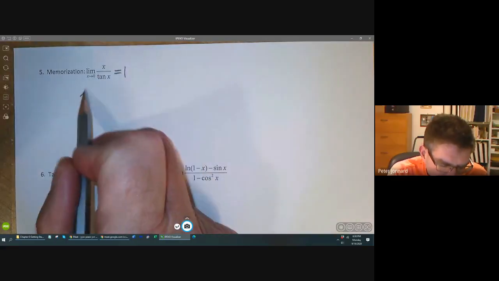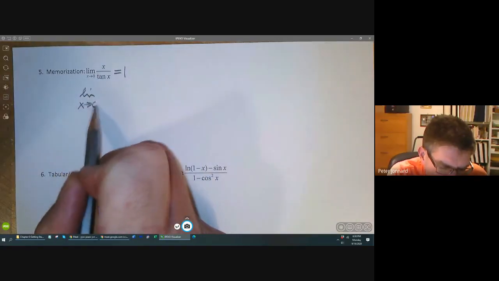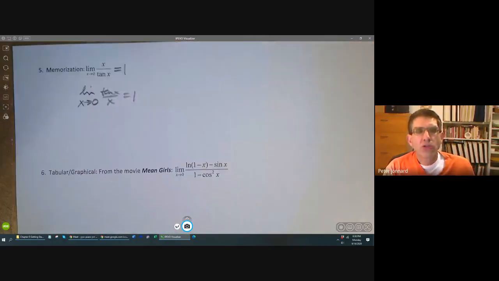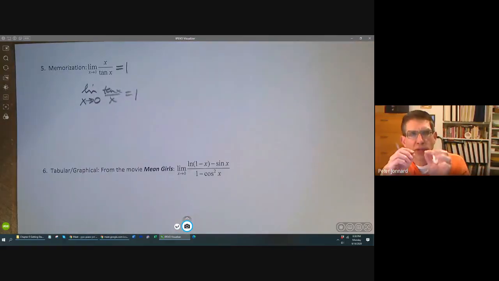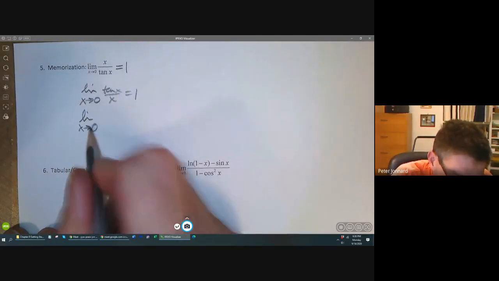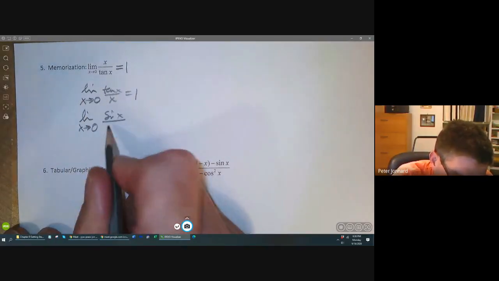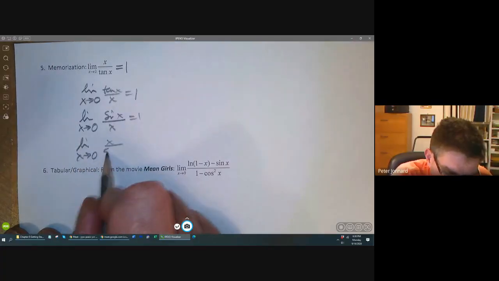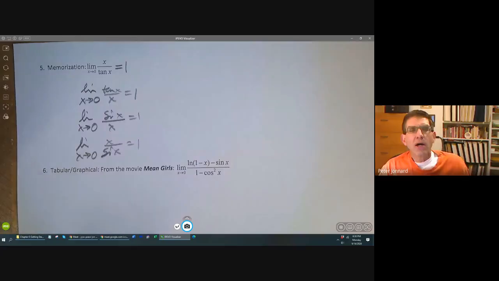If you had the reciprocal of this, the limit as x approaches 0 of the tangent of x over x, same exact issue. Those both approach 0 at the same rate when they have extremely small values of x. And so that also equals 1. Same thing is true for the sine of x over x. That equals 1. And the limit as x approaches 0 of x over sine of x is equal to 1 also. So I would just have those memorized, okay?